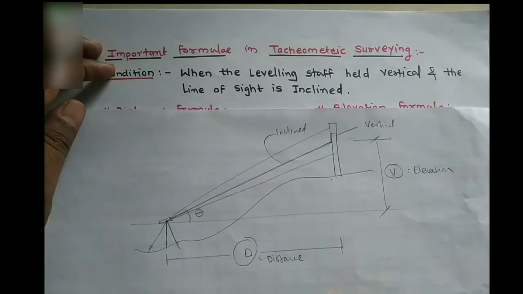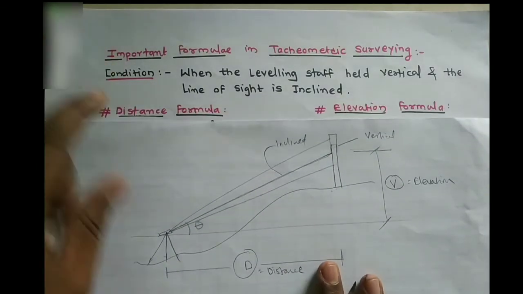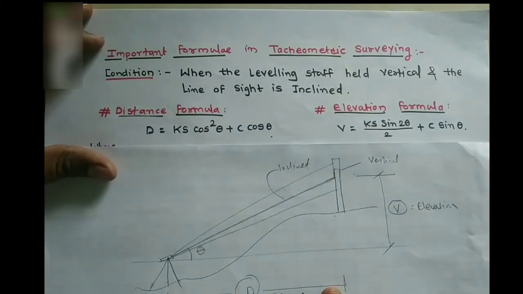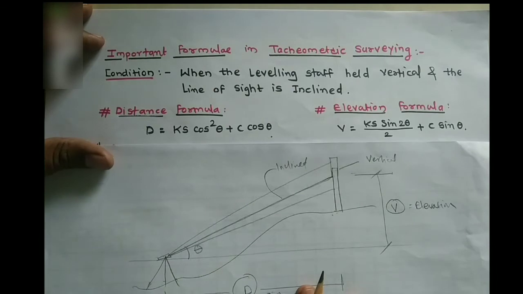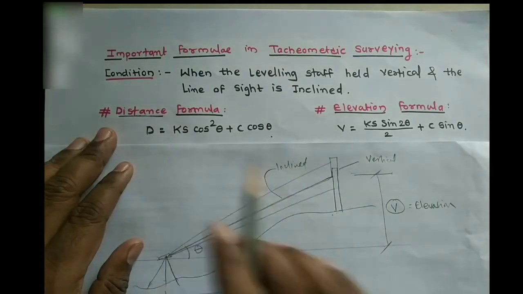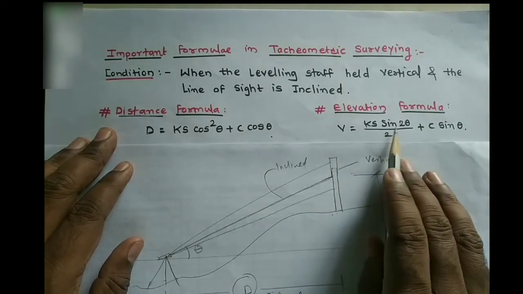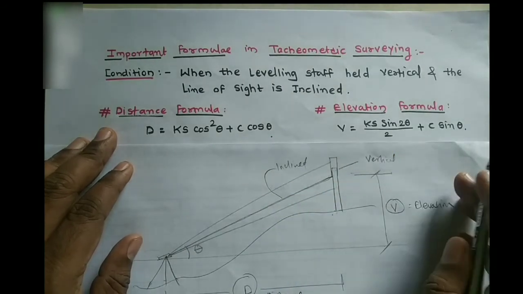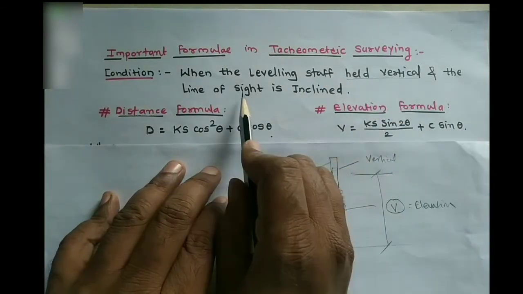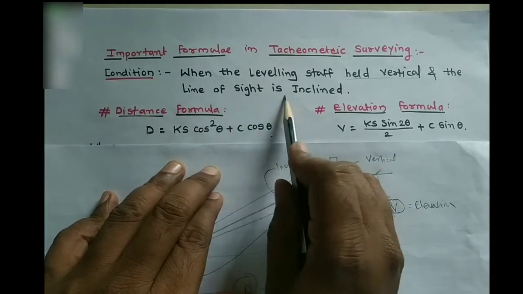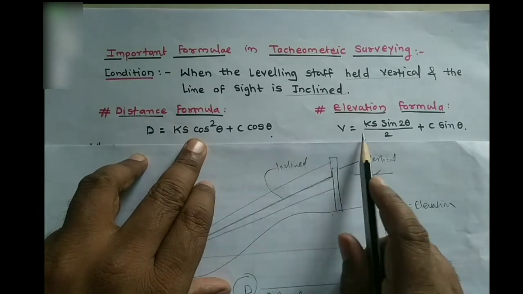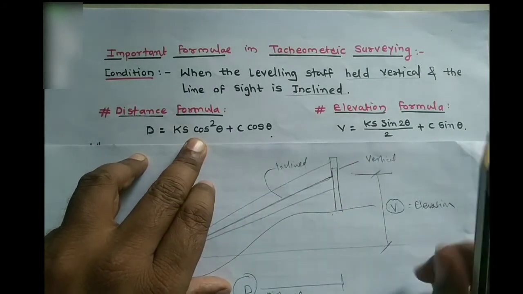Now, what are the formulae we are using? Now, here is the distance formula and here is the elevation formula. So, here D is equal to Ks cos square theta plus C cos theta. Note it down. D is equal to Ks cos square theta plus C cos theta, and V is equal to Ks sin 2 theta upon 2 plus C sin theta. Okay, the condition is the leveling staff is held vertical and the line of sight is inclined. Now, here the formula is D equals Ks cos square theta plus C cos theta, V is equal to Ks sin 2 theta upon 2 plus C sin theta.